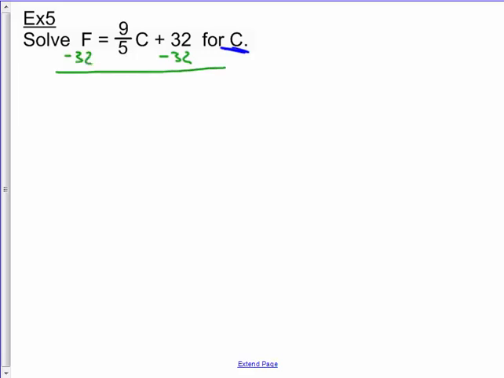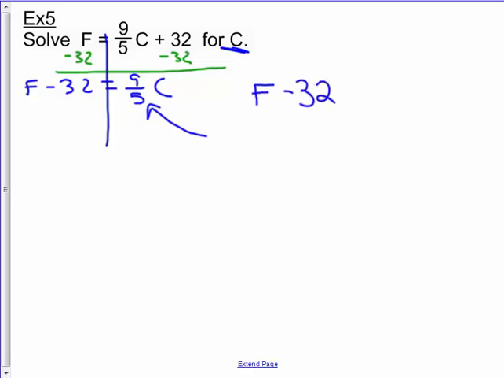So I want to get C alone. That means I'm going to move the 32 over first. When I have it, I have F minus 32 on the left-hand side. The right-hand side, I have 9/5 C here. So at this point, I want to get rid of the 9/5. I don't want to divide here, so I don't want to have to divide by a fraction. So how do I get rid of the 9/5? Well, I multiply by the reciprocal.